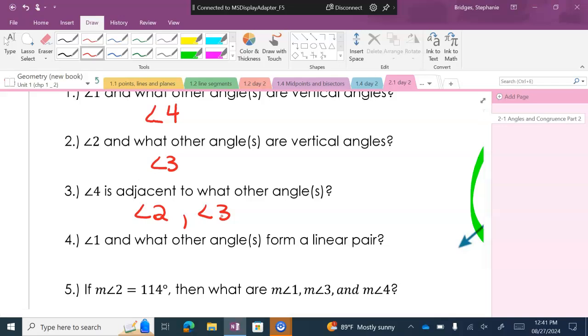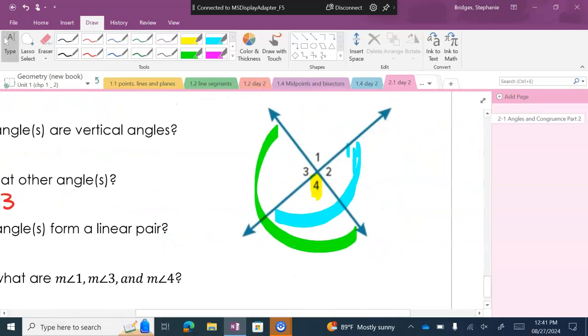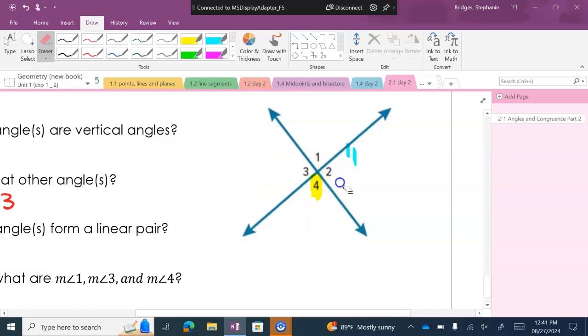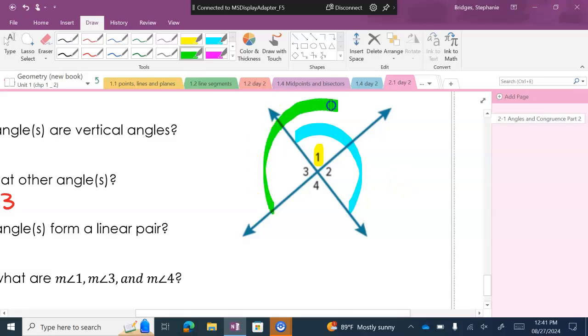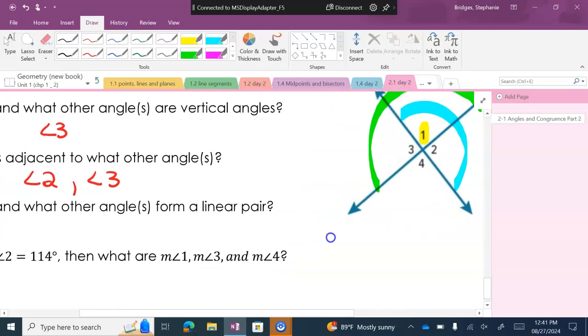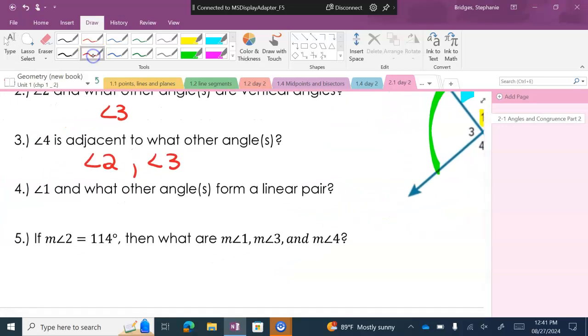Question 4 says angle 1 and what other angles are linear pairs? Okay, here's angle 1. Linear pairs are 2 adjacent angles that form a line. I heard somebody say it. 2 and 3, yes. 1 and 2 are a linear pair. 1 and 3 are a linear pair. So we're going to put 2 and 3 again.